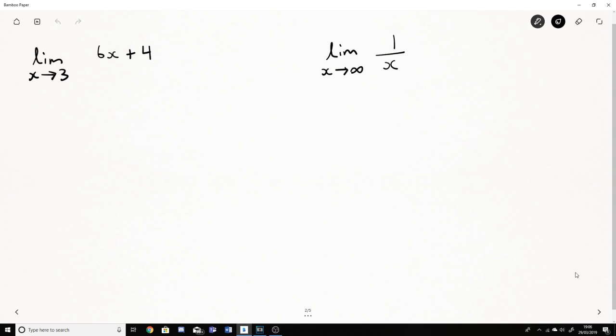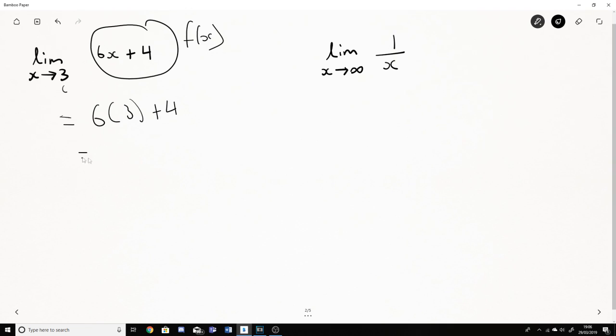Alright, taking the limit as x approaches 3 of 6x plus 4. Now, we can see, there's a function here, f of x. X is approaching some value c, which in this case is 3. So, the limit as x approaches 3 of 6x plus 4 is just the value of the function at that point, which is 6 times 3 plus 4, which is 22. Excuse my handwriting.